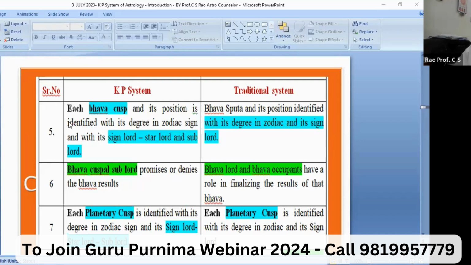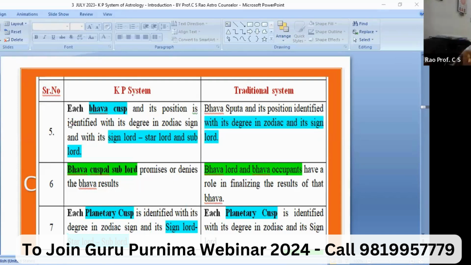Kindly follow. The Bhava cuspal sublord decides the event. Similarly, marriage is the 7th Bhava. The 7th Bhava cuspal sublord decides whether a particular native marries or not, whether it is comfortable, and whether the marital life is happy or unhappy. A job or business is decided by the 10th Bhava cuspal sublord. Compared to the traditional system, where the Bhava lord and Bhava occupants have a role in finalizing the results of that Bhava, you are familiar with this. When you take the 4th house, education, you see who is the occupant of the 4th Bhava.